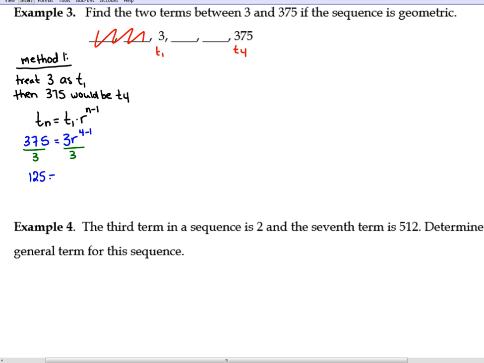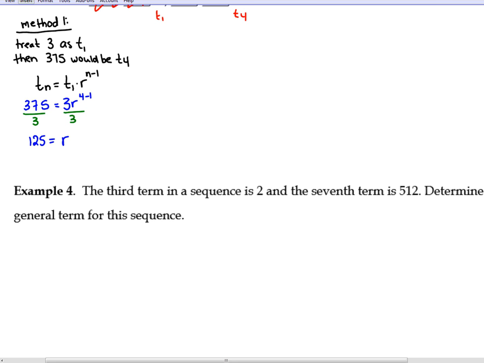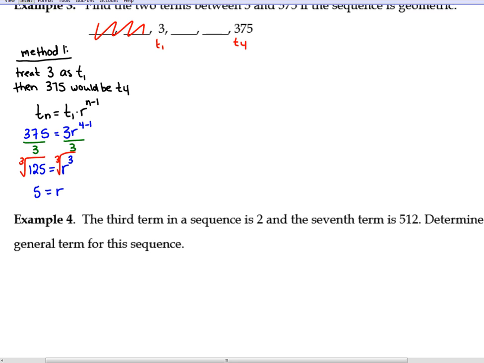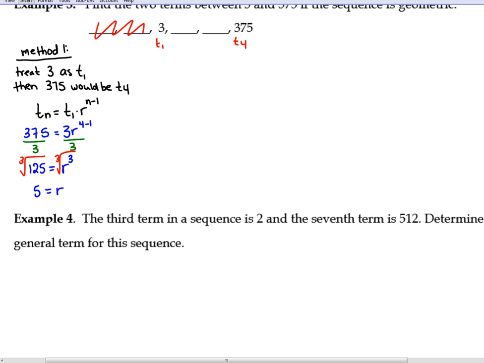125 equals r to the power of... can I write it as something else instead of 4 minus 1? 3. Okay, this is something you should know how to do. Not square root, cube root. We want to get rid of the power of 3, and the opposite of an exponent of 3 would be the cube root of each side. Which gives us 5. The cube root of 125 is 5. So there's my common ratio. Okay, that's the first method to getting the common ratio.